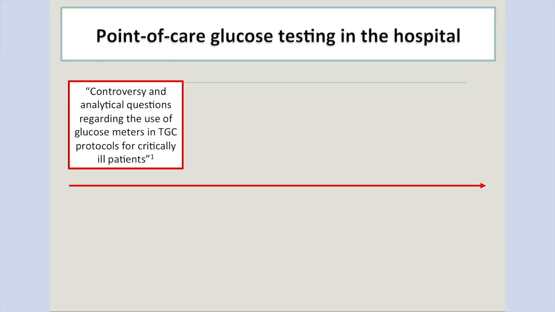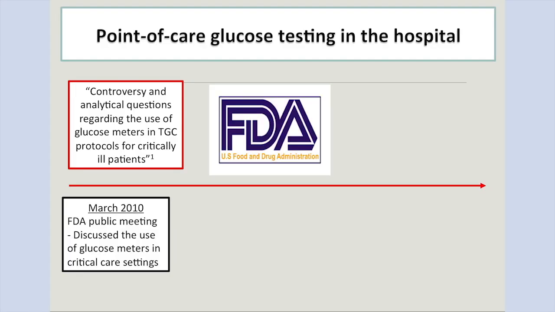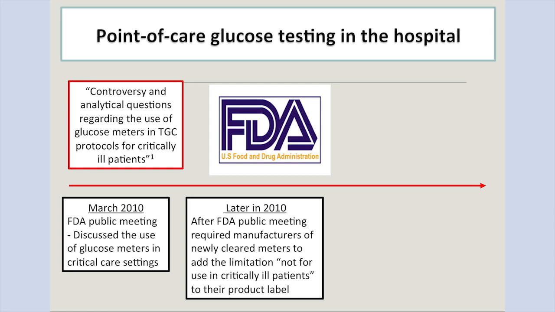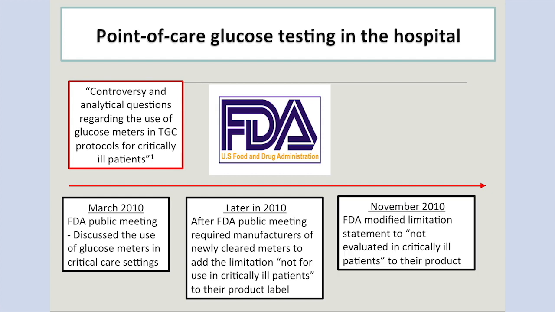And it was actually in March 2010 that the FDA held a public forum to start to discuss these, because the FDA was concerned about the performance of devices in critically ill settings. Later in 2010, the FDA said that they wanted a modification to the product labeling, saying not for use in critically ill patients. Well, that didn't last too long, and in November 2010, it was modified to say not evaluated in critically ill patients.